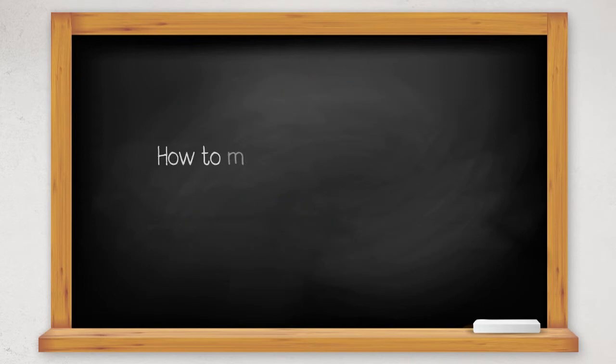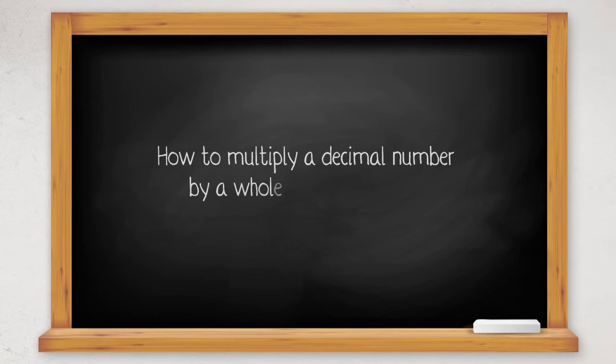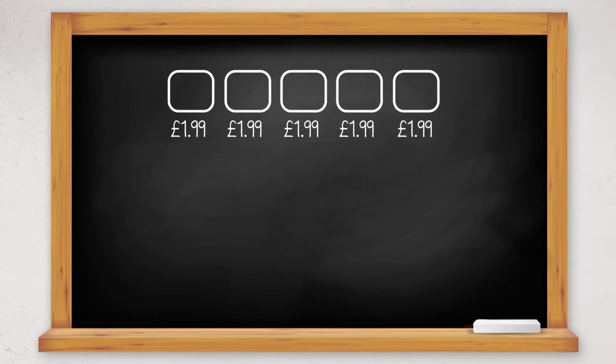We will now learn how to multiply a decimal number by a whole number up to 9. We're going to buy 5 items, costing £1.99 each. To find the total cost, we need to do the calculation 1.99 times 5. We start off by completely ignoring the decimal point and we rewrite the number 1.99 as 199. We now multiply 199 by 5 in the usual way.